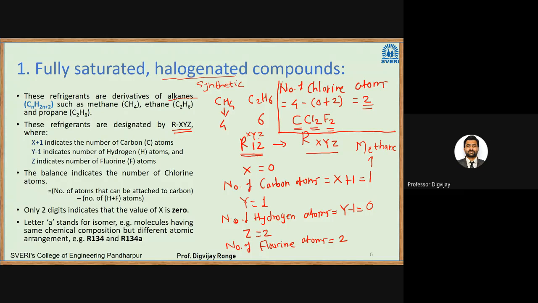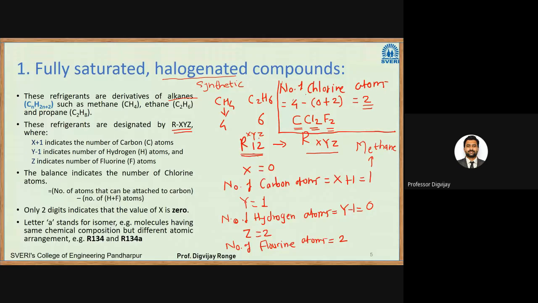Okay. Then Z is equal to 2. So number of fluorine atoms equal to Z, that is equal to 2. Now remaining part is number of chlorine atoms. Number of chlorine atoms will be equal to number of atoms that can be attached to the carbon.